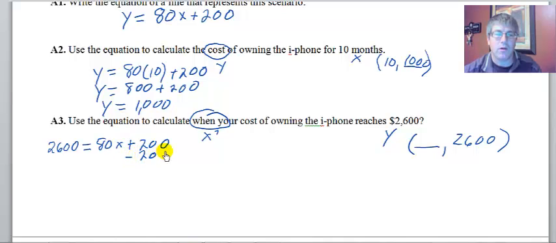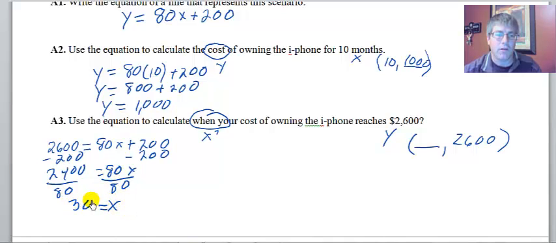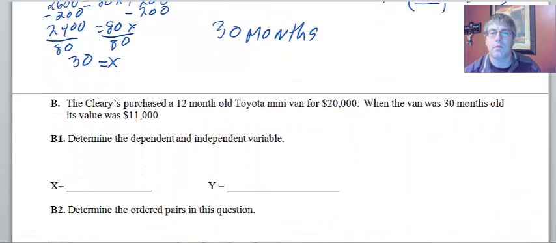So I'll subtract 200 from both sides, and I get 2400 equals 80x. I divide both sides by 80. See how I use my equation? I let my algebra do the work for me, and x equals 30. So I know that after 30 months, or 2.5 years, my iPhone's going to cost me $2,600. That's a lot of money. It better be worth it.